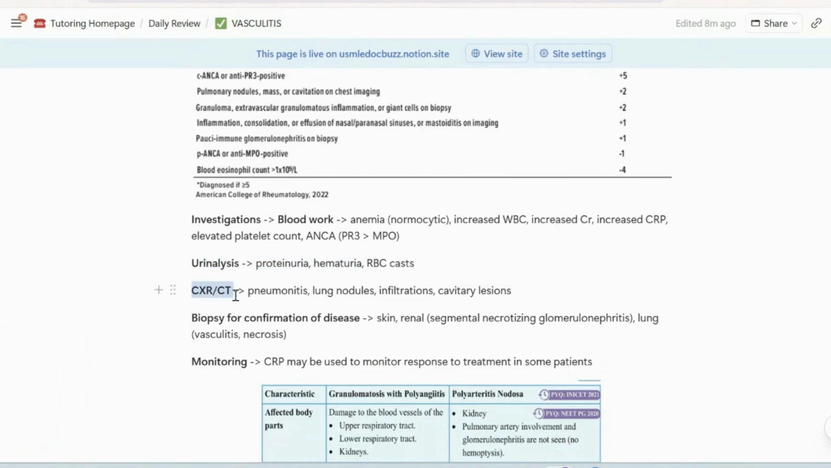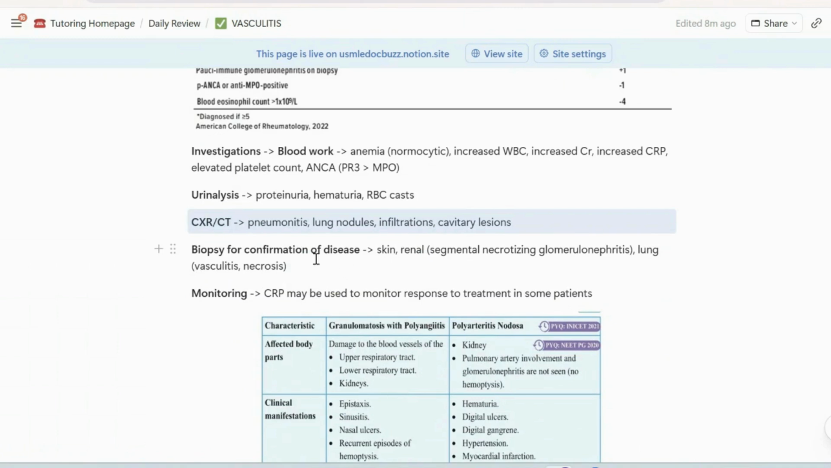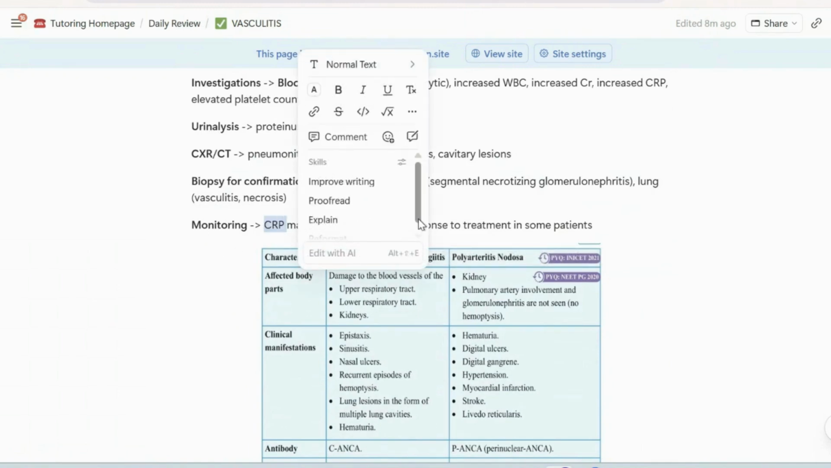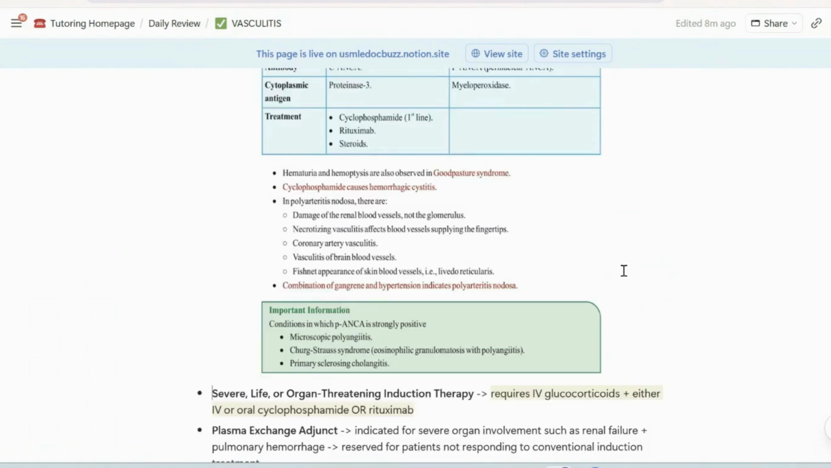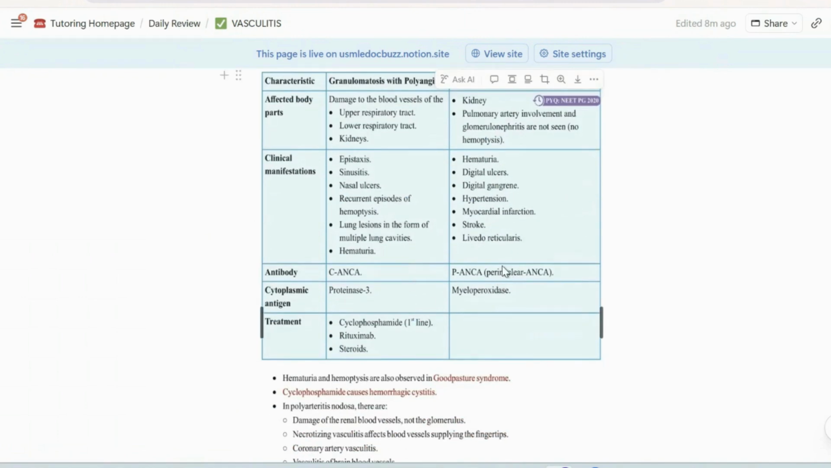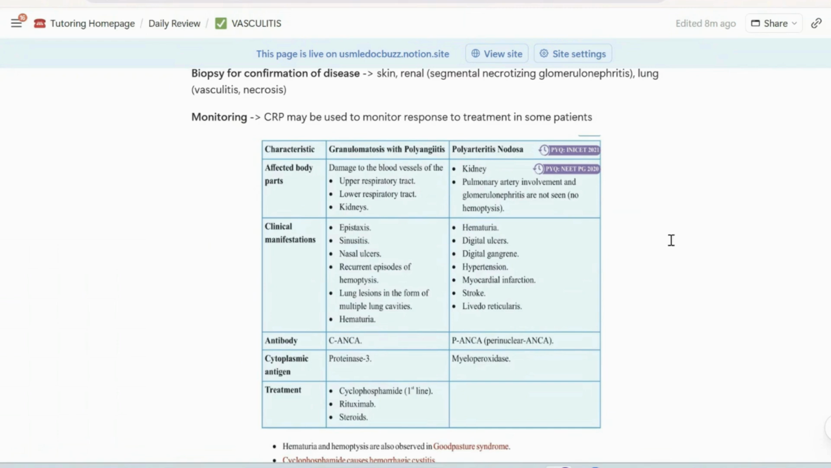Okay, you're going to have to do a chest X-ray or a CT, and look at all these different pulmonary findings, right? Confirm by a biopsy with skin or renal or lung, right? Least invasive to more invasive. Okay, and monitoring with CRP, with your therapy. Okay, now we've gone through PAN, we've gone through GPA. You can compare and contrast both of them, and they're given here. Okay, PAN also shows up with some aspects of P-ANCA.